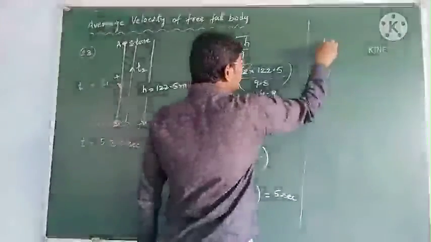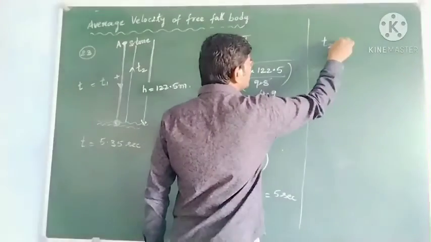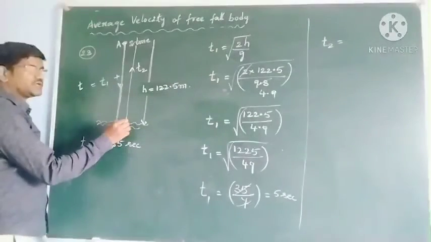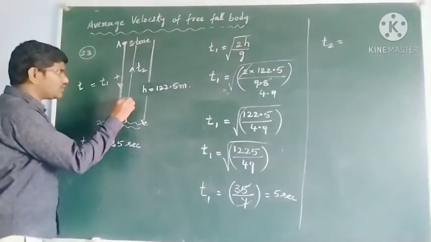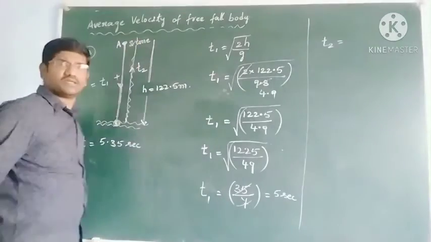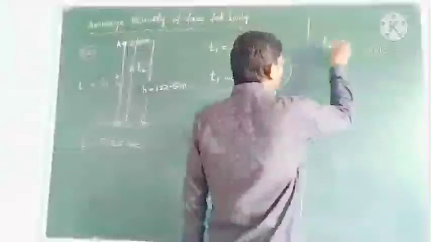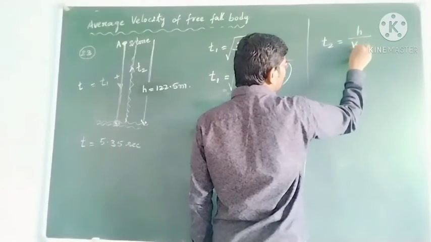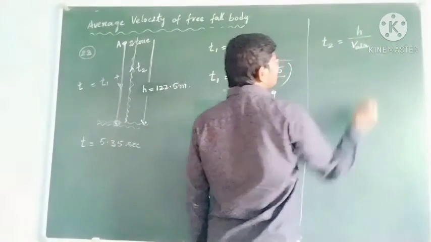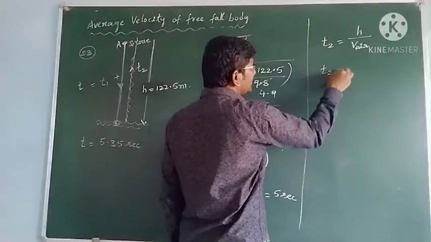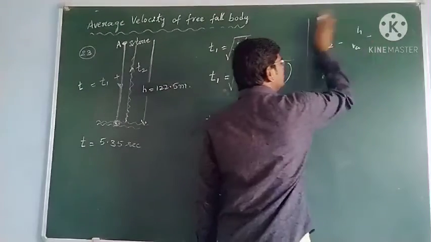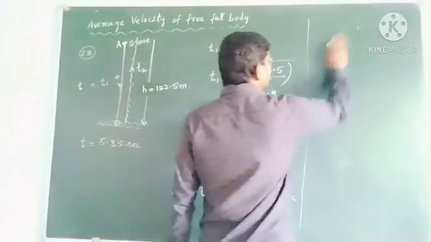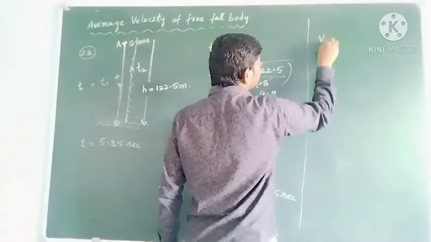Then we have to find t2. So t2 means, here the sound is produced. That sound travels the same height h and reaches the ear of the observer. So time is equal to distance h, the height, divided by the velocity of sound in air. Then t2 is equal to... okay students, velocity of sound in air only we have to find. So we have to calculate velocity of sound in air.